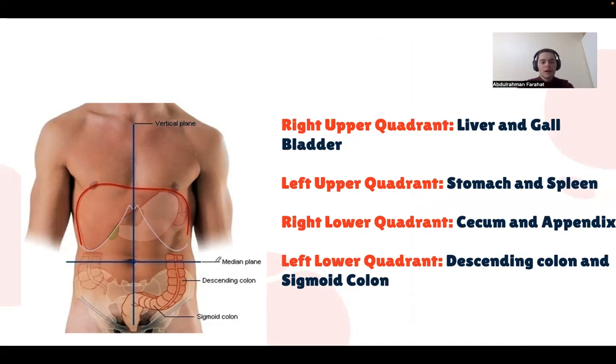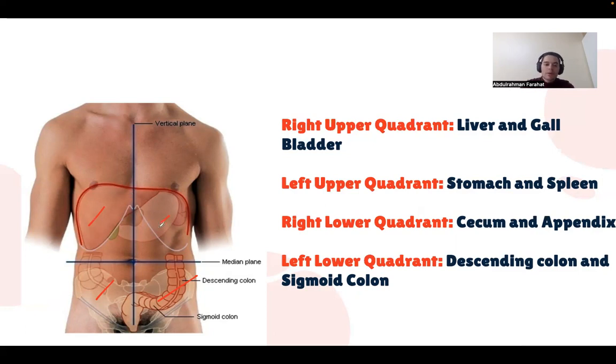You can see the vertical and the median line. So a vertical line, a line going from all the way medially here on the median plane and going all the way down. And then the transverse plane is a line going horizontally. So you're kind of dividing it into 4 areas. And so this would be the upper right, upper left, lower right, and lower left. And so essentially, if a patient presents with any pain in the right upper quadrant, the thing you must think about would be an injury or damage in the liver or the gallbladder.